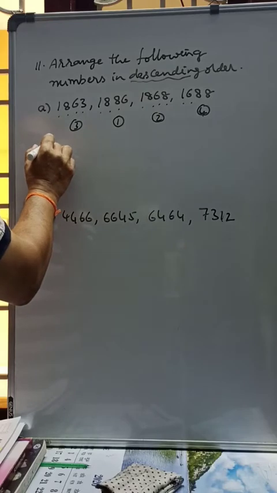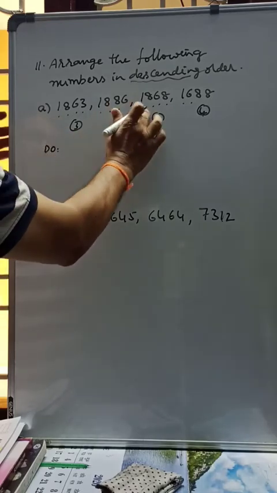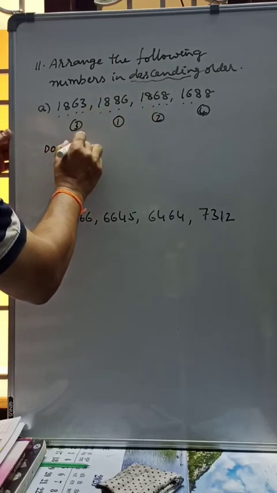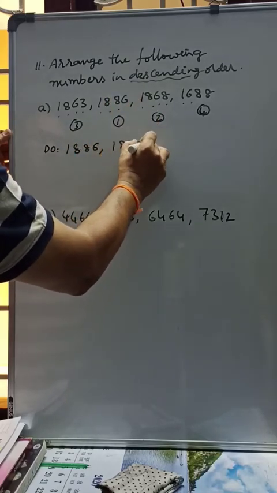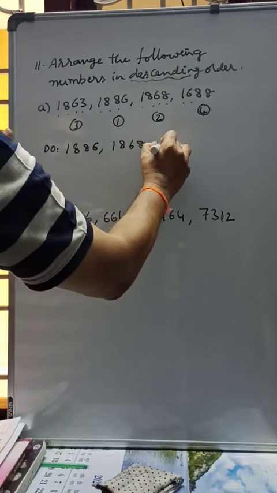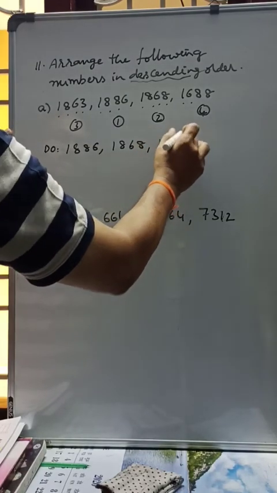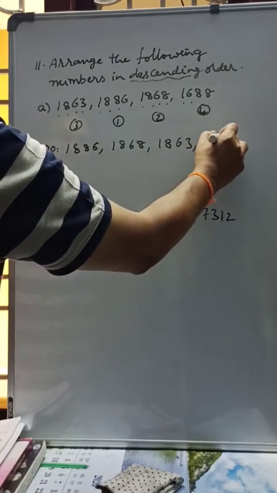Writing in the descending order: 1886, second number 1868, third number 1863, last 1688.